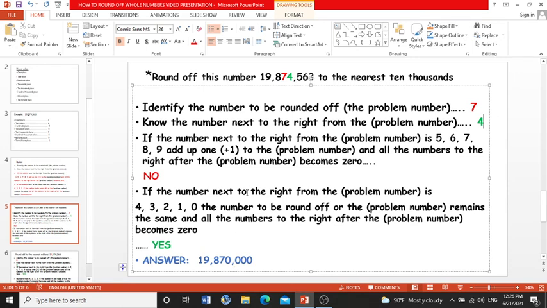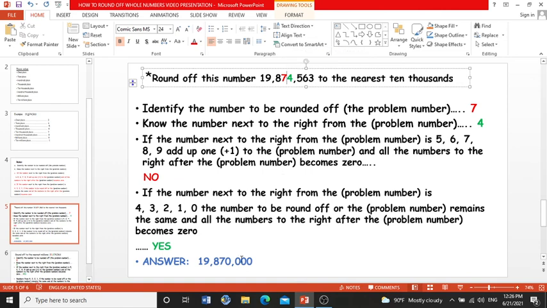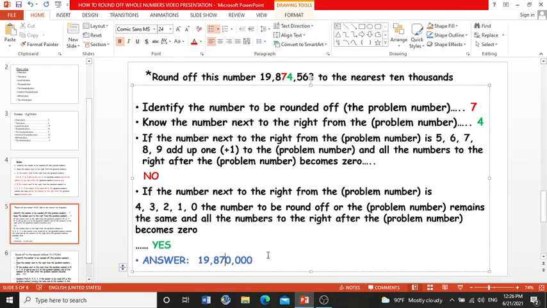19,870,000. See? 8, 7 doesn't change because the next to the right is 4, and all the numbers from this one onwards become 0. So try to look at it. I hope you understand that. Let's move on, one more example.